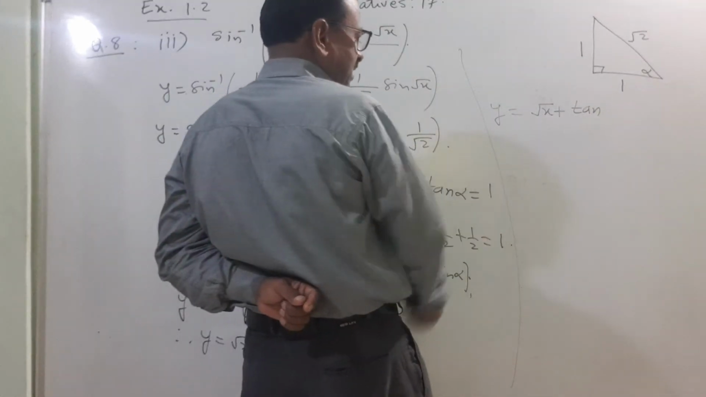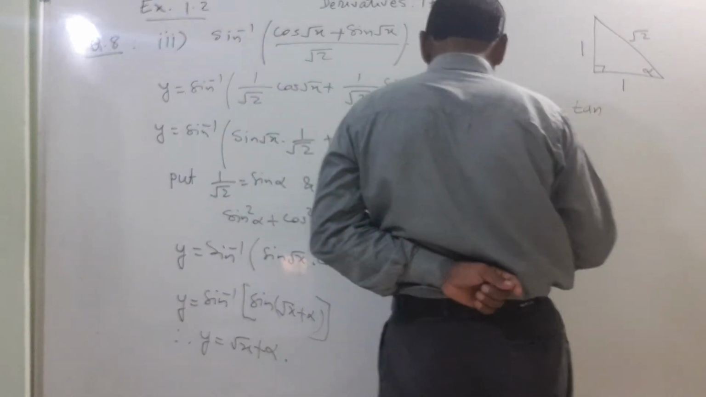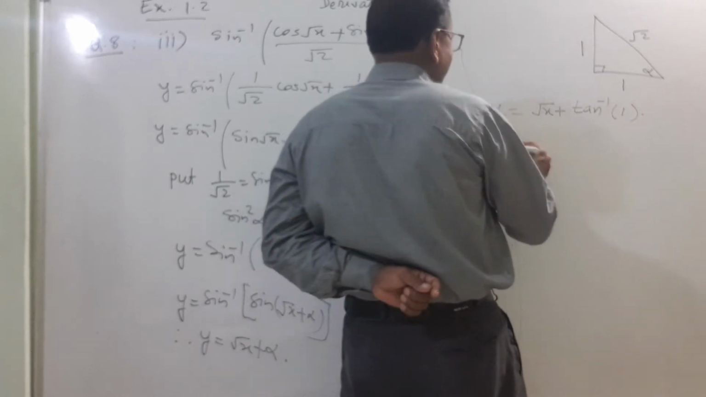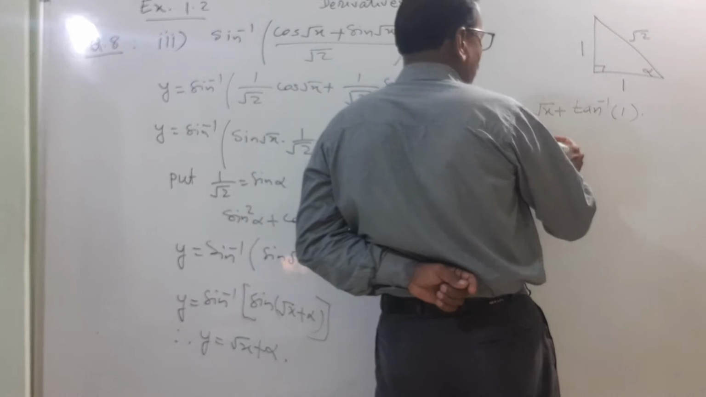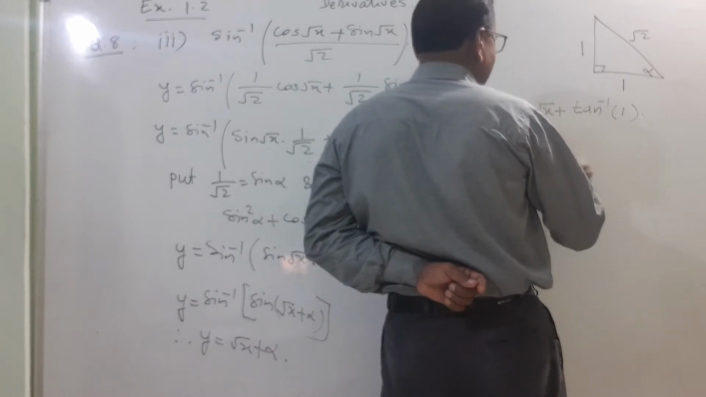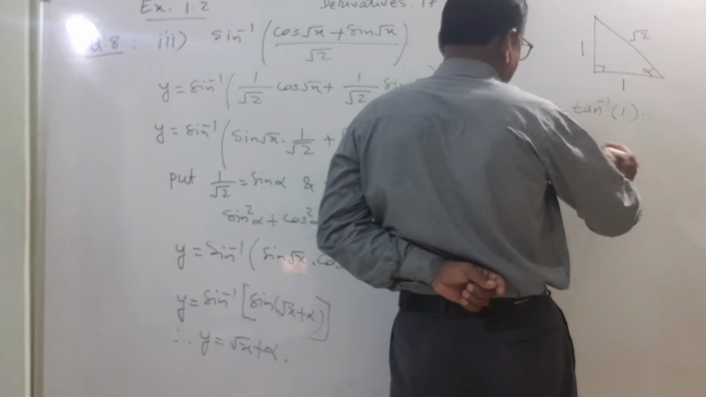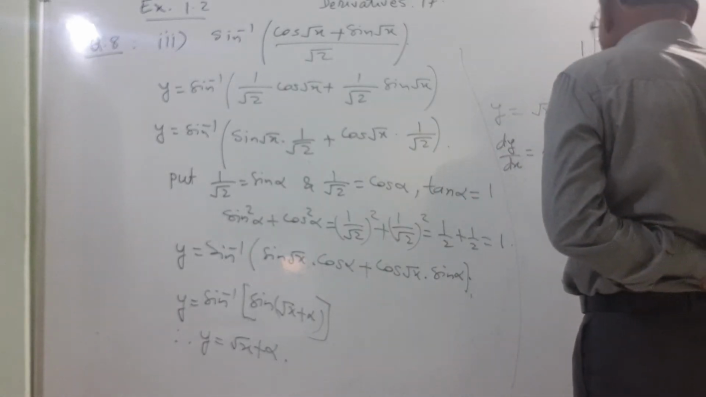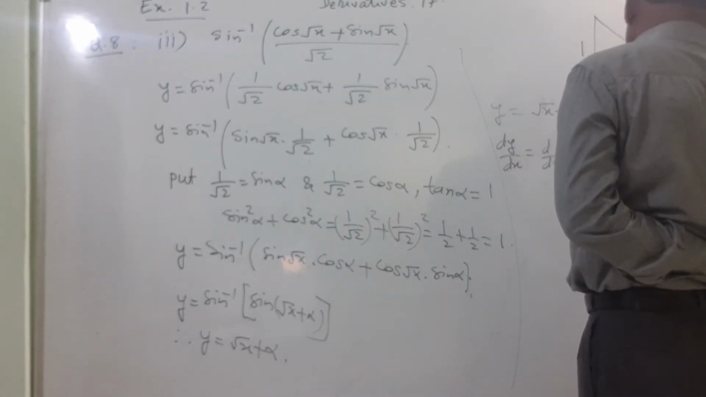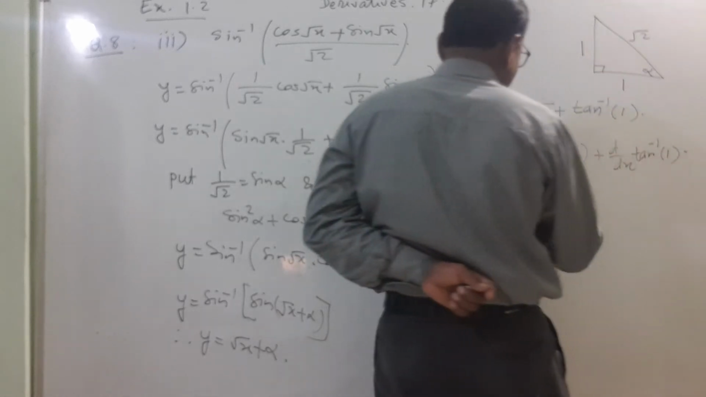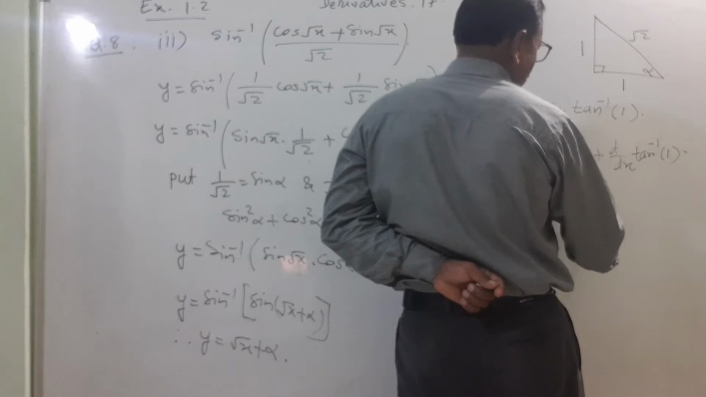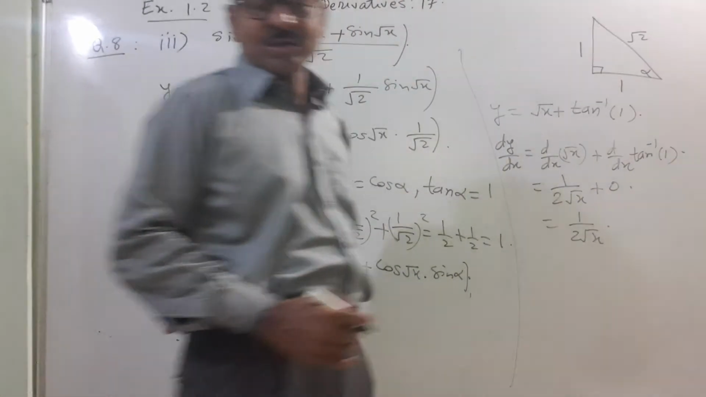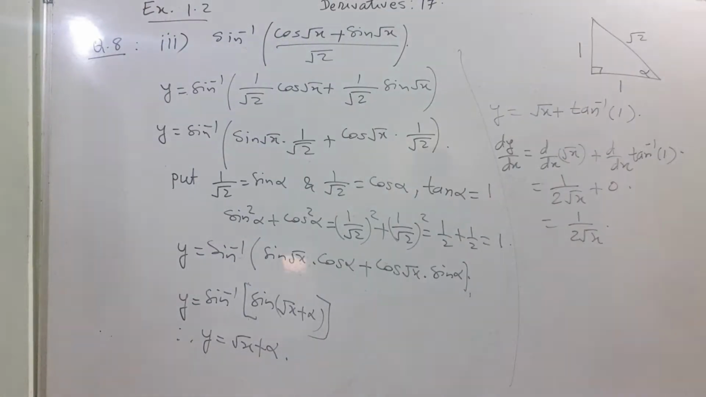Alpha means tan inverse of 1, that is nothing but 45 degrees. Dy by dx is equal to, directly I will write, or I will take it by steps, d by dx of root x plus d by dx of tan inverse of 1, that is equal to the derivative of root x, 1 upon 2 root x, plus 0, and the answer is 1 upon 2 root x. Hope that you have understood. Take a snap of this, take a screenshot.